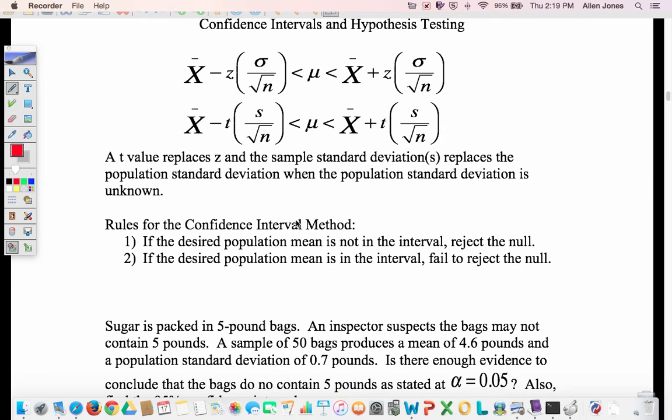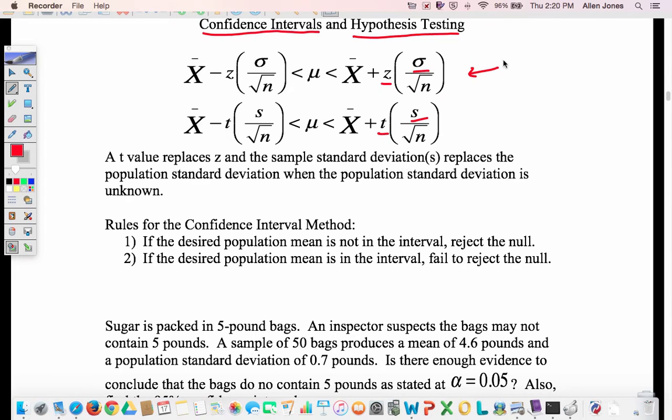To finish off Chapter 8, that combines our work in Chapter 7 with confidence intervals and our work here in Chapter 8 with our hypothesis testing. Notice our confidence interval formulas here. One has a z-score because we have the population standard deviation. One has a t-score because we have the sample standard deviation.